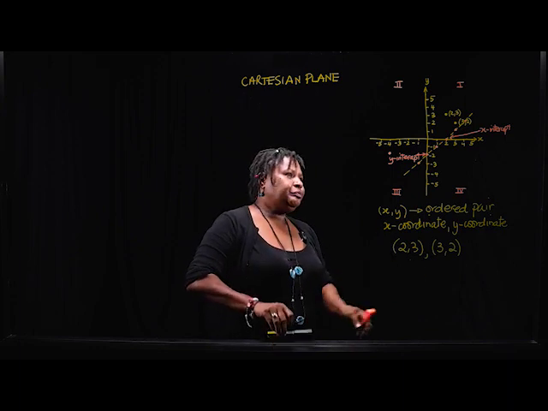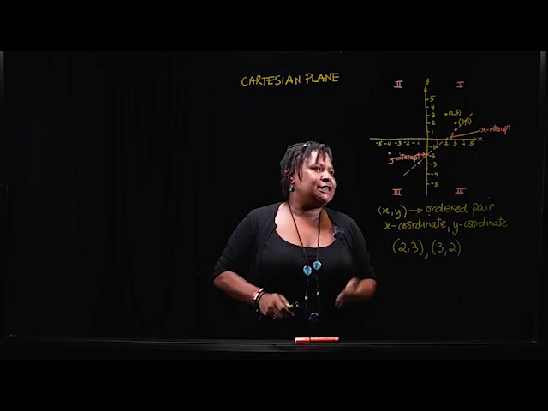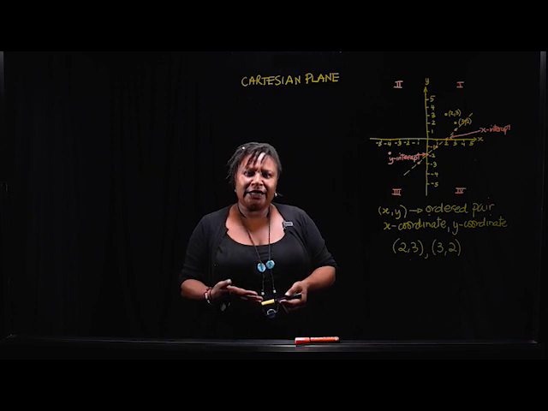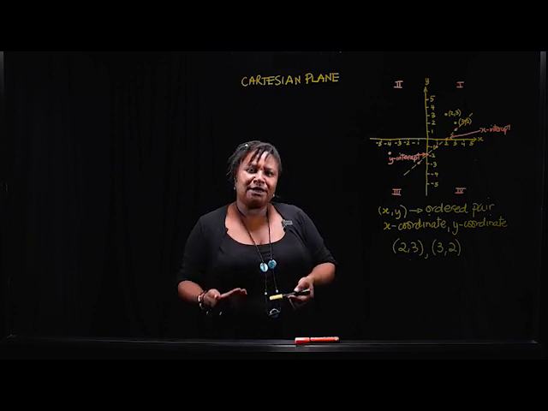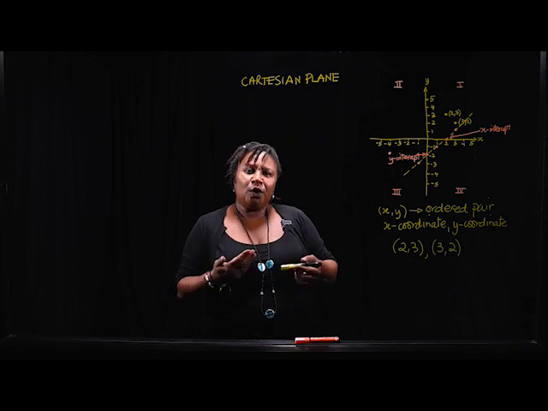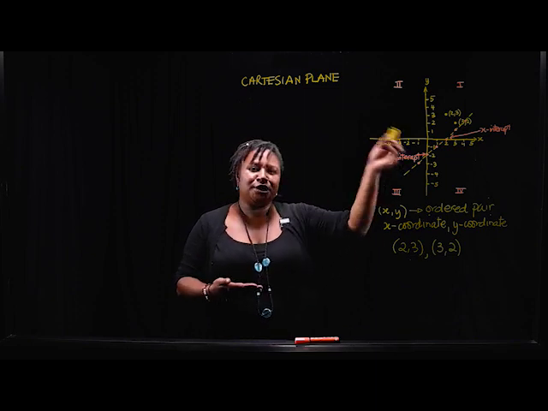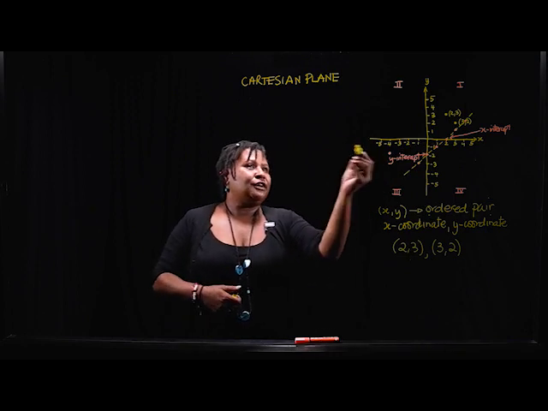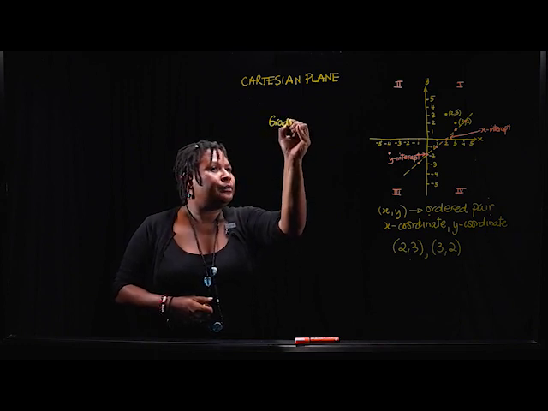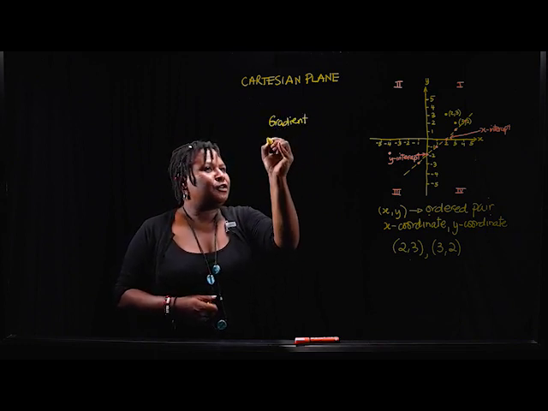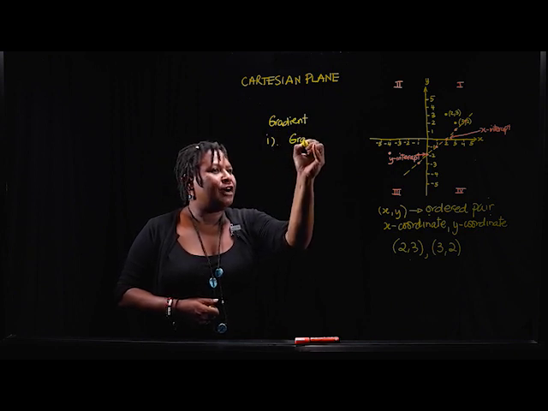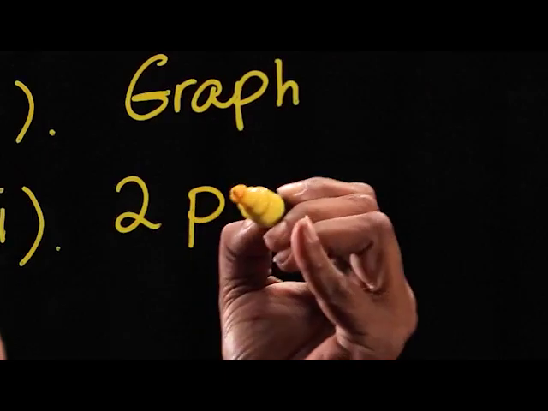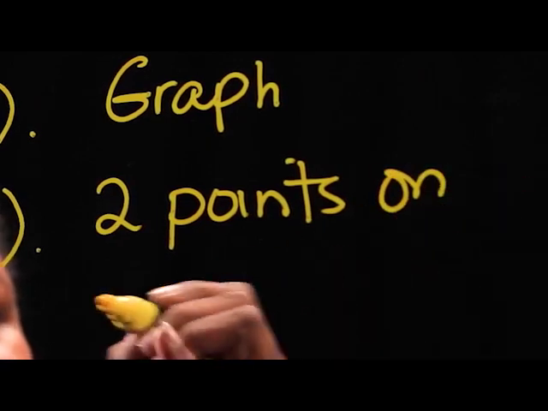Now, y-intercept, x-intercept, the next thing we're going to look at is the gradient. What is the gradient? The gradient is going to help us to find the equation of the line, or the rule that these points follow to form that line. The gradient is found using two methods. We use the graph, and we use 2 points on the line.